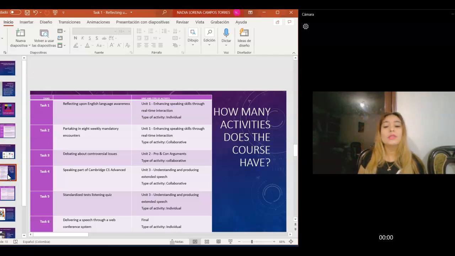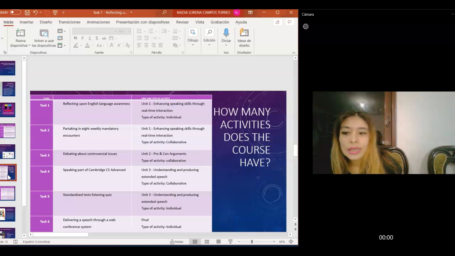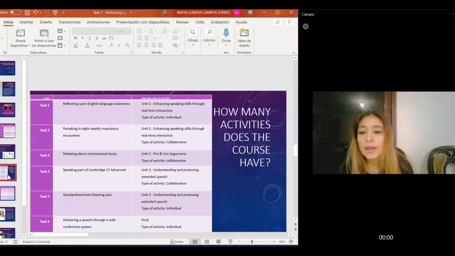How many activities does the course have? This course has 6 tasks, and every task has a different unit and type of activity. In Task 1, we have the reflection upon English language learning. And the unit 1 is enhancing speaking skills through real-time interaction. The type of activity is individual.